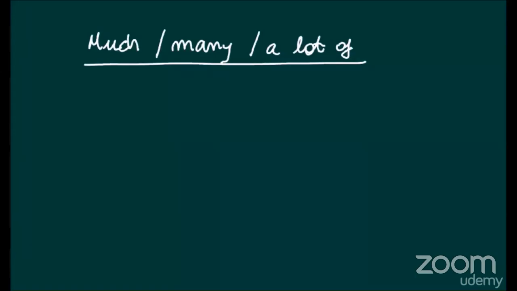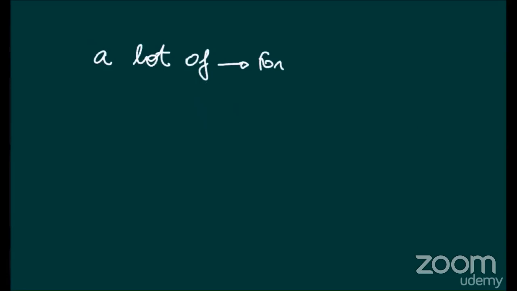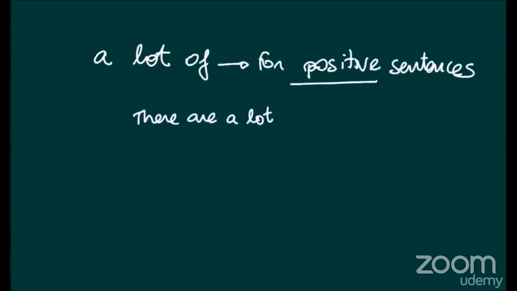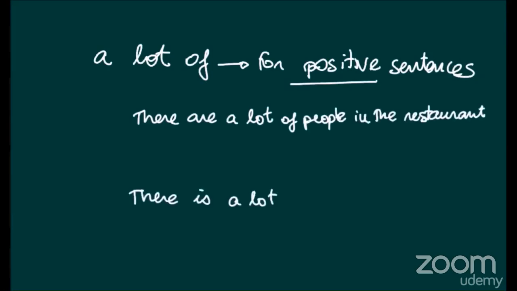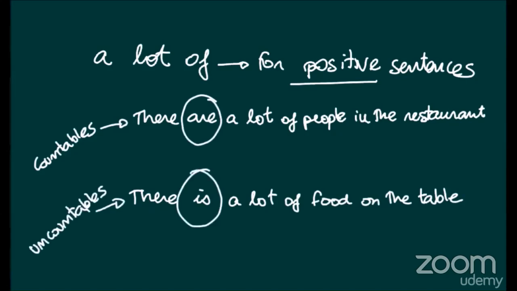Much, many, a lot of. We use much, many, or a lot of to say that there is a big amount of things. We use a lot of for all the positive sentences. For example, there are a lot of people in the restaurant, or there is a lot of food on the table. Note that we use are for countable nouns and is for uncountable nouns.